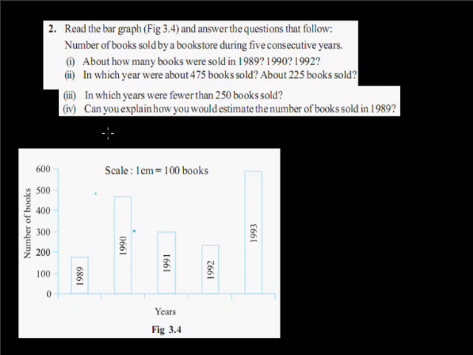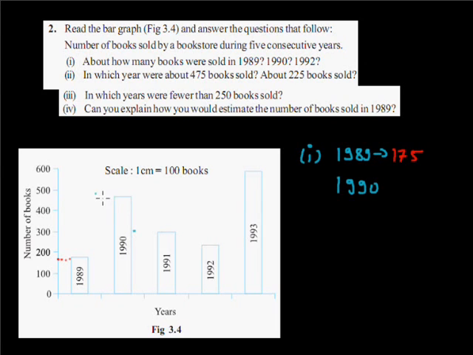Now in the first question it is being asked how many books were sold in 1989. In first part it is being asked in year 1989 how many books were sold. So if you see in 1989 how many books do we have? If we draw a dotted line here, it comes out to be almost 175, so we can say it is 175 books around. Then it is being asked in next year, that is 1990.